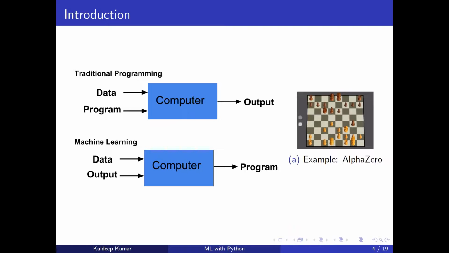For example, if I ask you, have you played chess? Any one of you, have you played chess? Okay. If I am to ask you to write a program for, say, chess, what you will do is figure out some set of rules, and you will write some heuristics. If I start with this and that, there would be a lot of permutations and combinations. That can work if you have two or three choices.